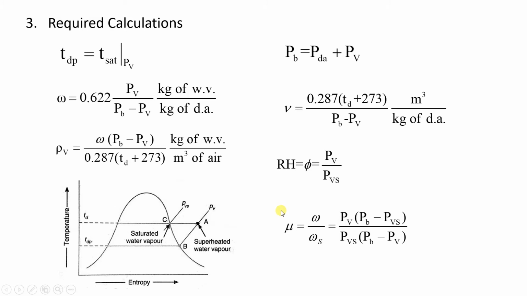So this is the second step. Then the third step is we have to calculate whatever is asked in the question. Now all the terminologies in psychrometry, all the properties of moist air which we have seen, all those can be asked in the question, like TDP, dew point temperature, specific humidity, vapor density, total pressure, partial pressure of dry air, partial pressure of water vapor, specific volume, RH, then degree of saturation. And all the formulas we have already derived, so you have to remember these formulas.